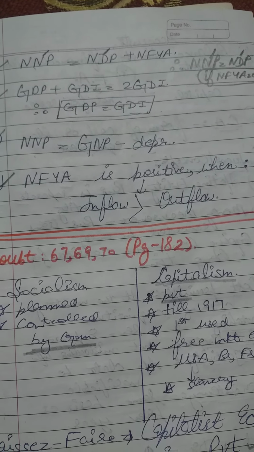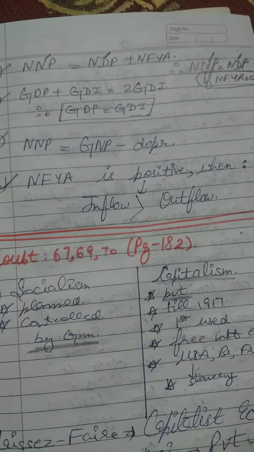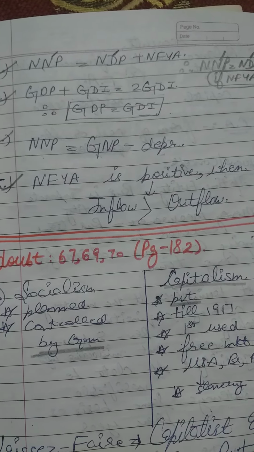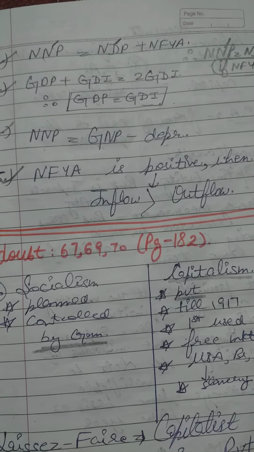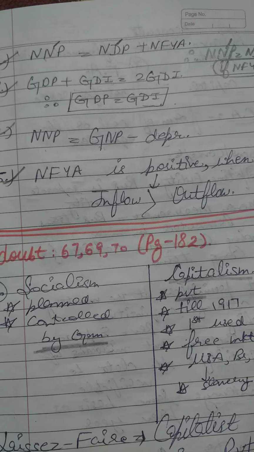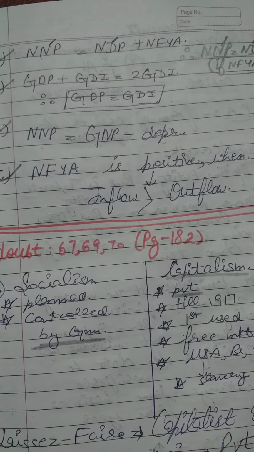And NDP is equals to NNP if NFYA is equals to 0, means net factor income from abroad is 0, then NNP is equals to NDP. Then next we have GDP plus GDI is equal to 2 GDI. Why? Because GDI, that is gross domestic income, is always equals to gross domestic product.